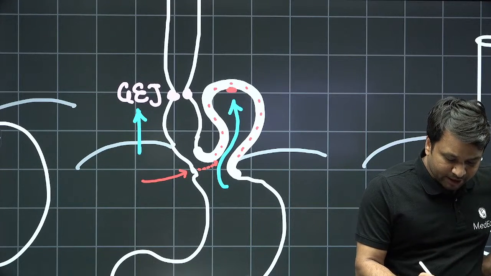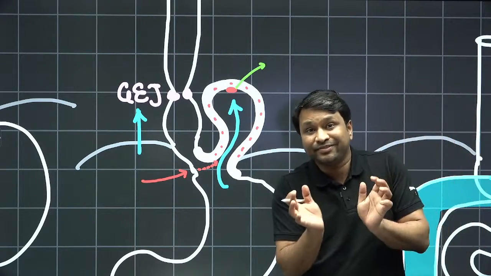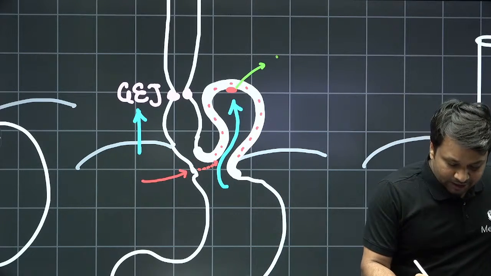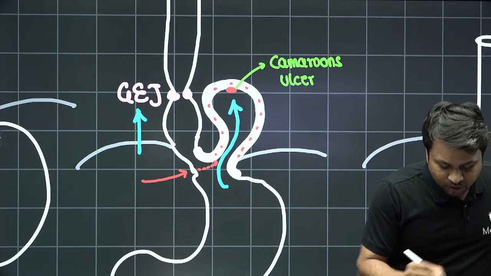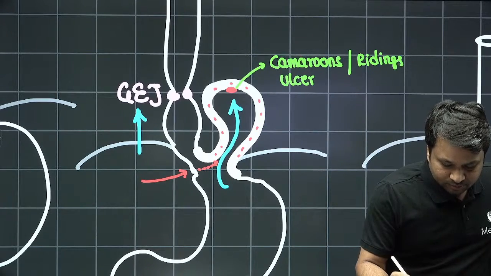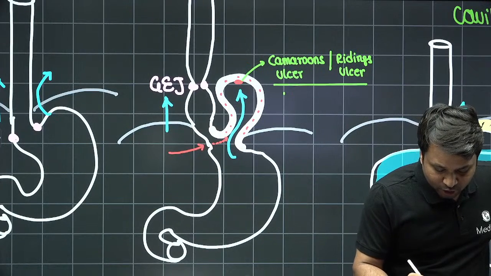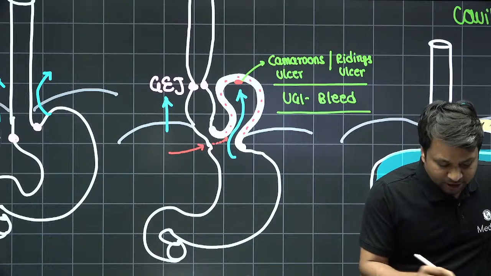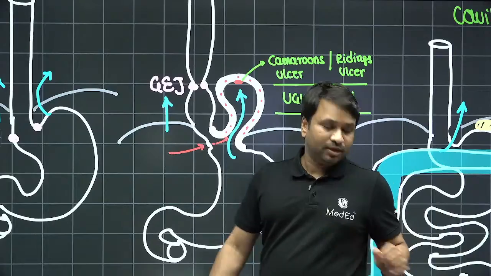That ischemia can result in ulceration, and this ulceration develops because the compression causes hypoxia and ischemia in that area of the stomach. This is what we call the Cameron's ulcer, also called the Riding's ulcer, and this can present with upper GI bleed as well. The patient can present with hematemesis, right?